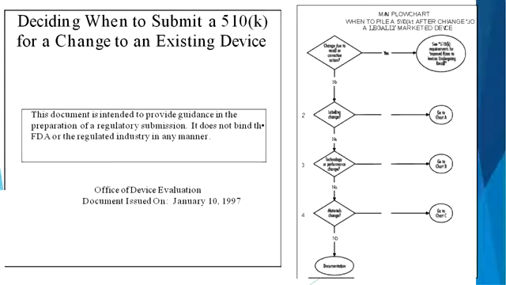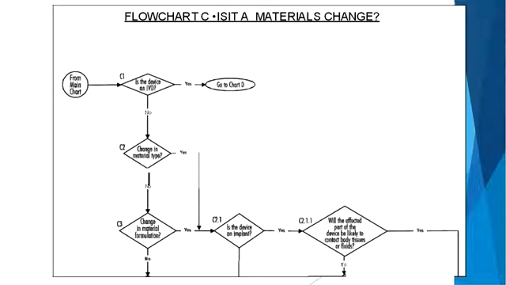The next one is, is it a technology or performance change? Not necessarily, they're not really changing the technology. Now, the number 4, is it a materials change? In that case, they would say yes. So we're going to go over to flowchart C, which gives you an idea of whether it's a materials change.